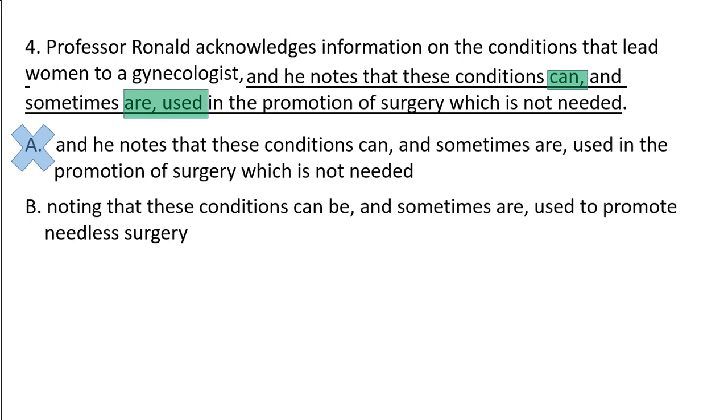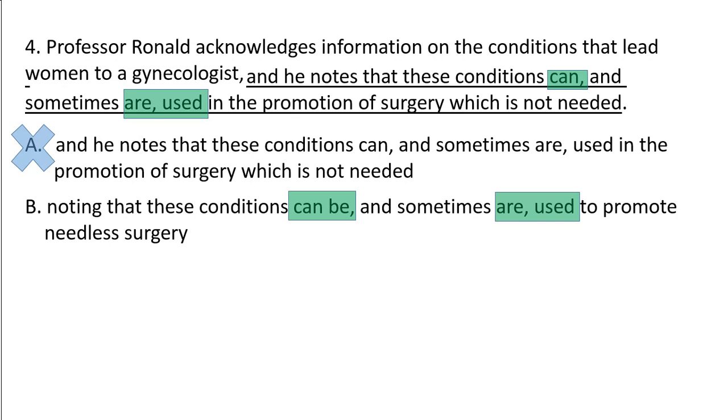B. Noting that these conditions can be and sometimes are used to promote needless surgery. Exactly the parallelism we were talking about earlier. Here it is the same: "can be and are used". That's called the correct passive form of tenses.